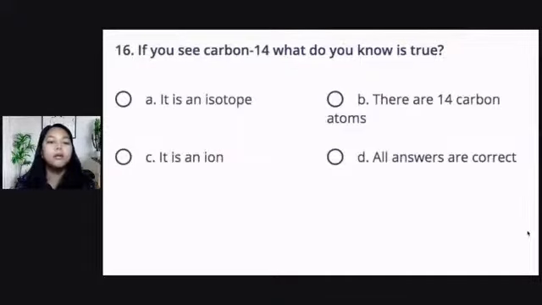If you see carbon 14, what do you know is true? Is it letter A, it is an isotope? Letter B, there are 14 carbon atoms. Letter C, it is an ion. Or letter D, all answers are correct. What is your choice for number 16? Which one is the correct choice for number 16?